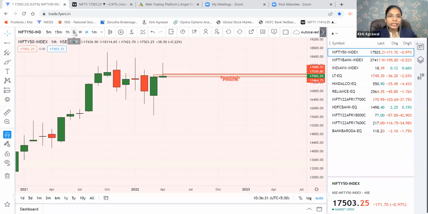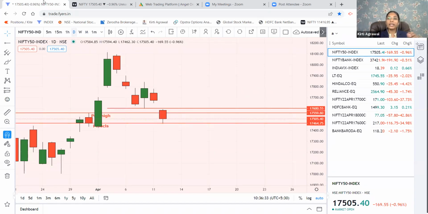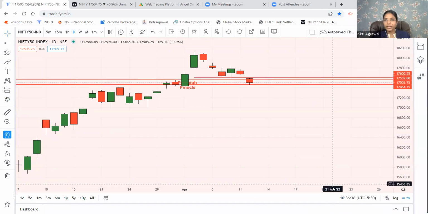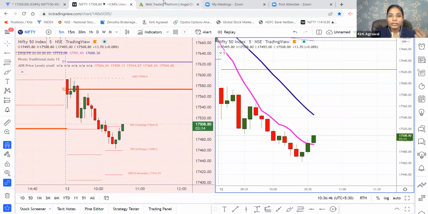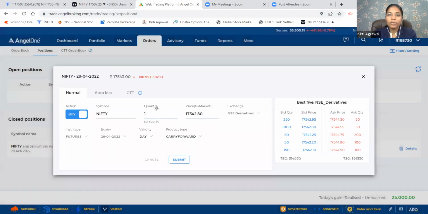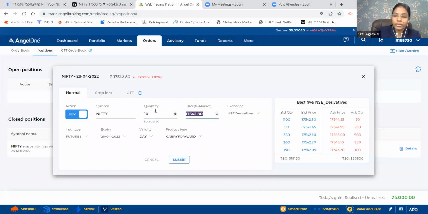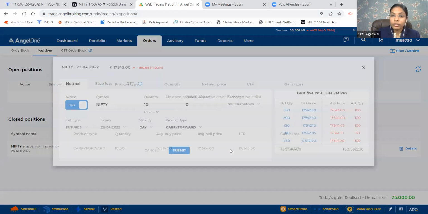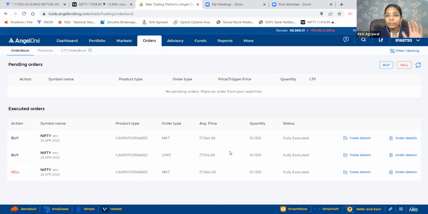So these are your important areas from where the market reacts, right? These are the important zones, important locations from where you can expect action in the market. Now you see I booked 25,000 rupees. Now I'm again buying 10 lots of Nifty future in front of you, just to show you how money is made in the market. I bought the future around 545, right?